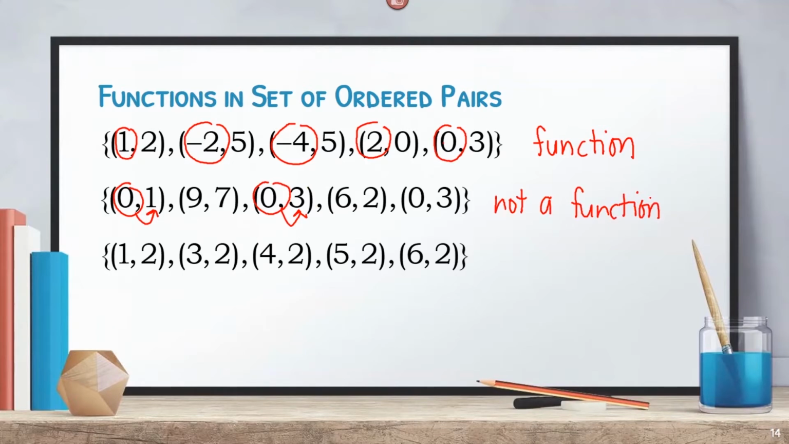On the third example, we see that the values of x are distinct. We have 1, 3, 4, 5, and 6, although they are paired to only one value of y. But remember the definition of functions, the restriction is only for the x value. Therefore, this set of ordered pairs is a function.